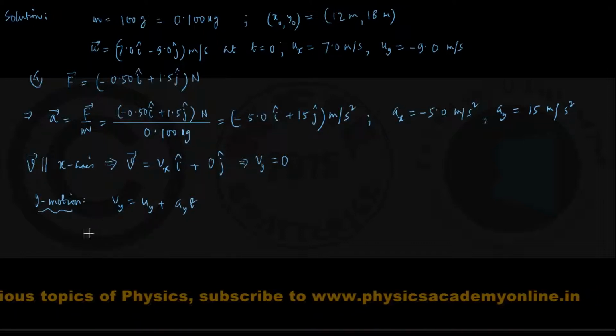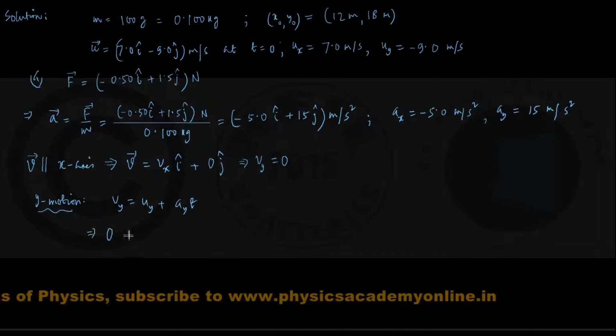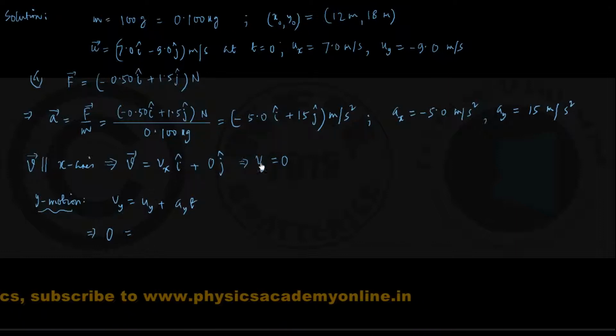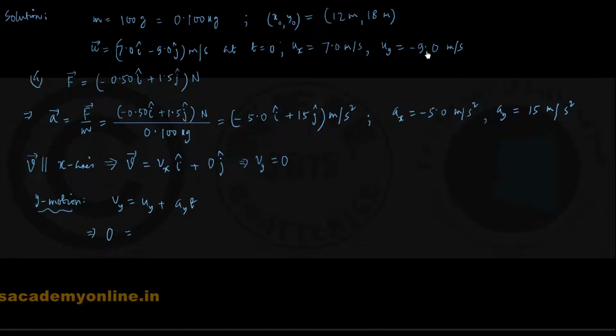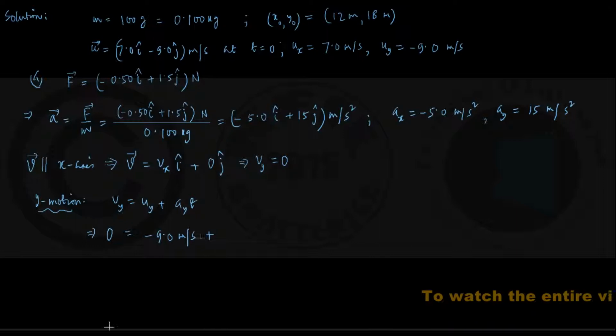Putting the values, as we know, we are looking for a time when Vy becomes 0, so that is the value I have put here. Uy, that's listed earlier, Uy is equal to minus 9 meter per second. So I put here minus 9.0 meter per second plus Ay, acceleration y component, 15 meter per second square.